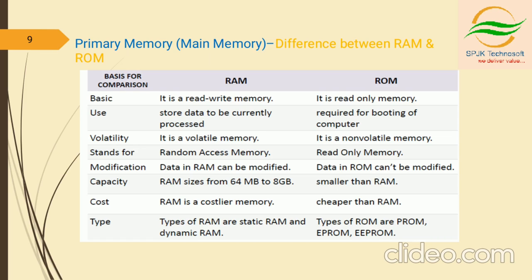When comparing RAM and ROM, the various comparisons are the use of RAM and ROM, volatility, modification, capacity and cost. RAM is a costlier memory. ROM is cheaper than RAM.